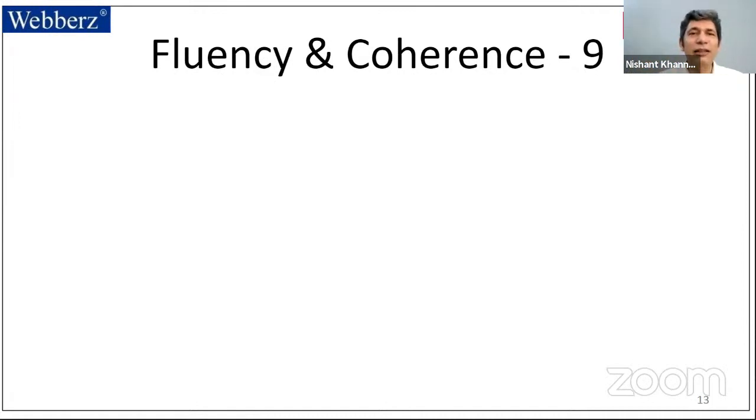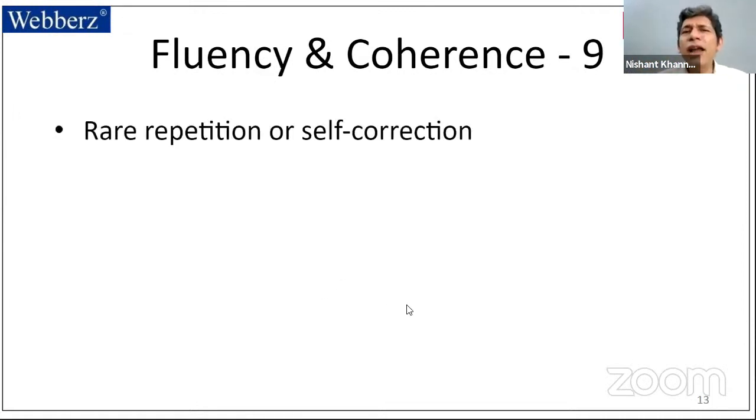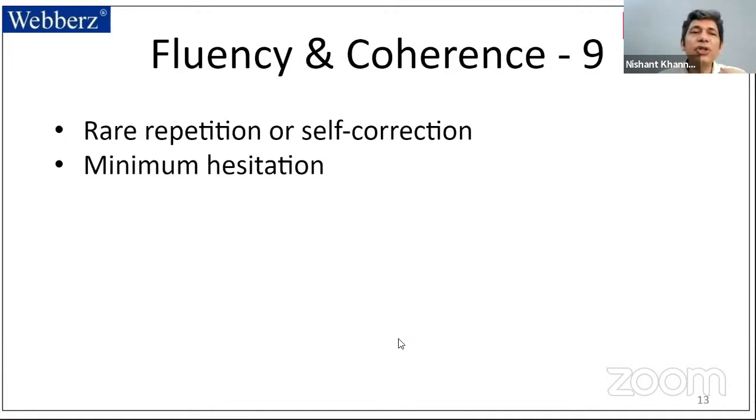So in case you are fluent and you are coherent, you should be having these characteristics in your speech. The first characteristic is rare repetition or rare self-correction. Rare self-correction means what? For example, if you're speaking something and you say, I go to the market. I am going to the market. Rare. It should be rare.